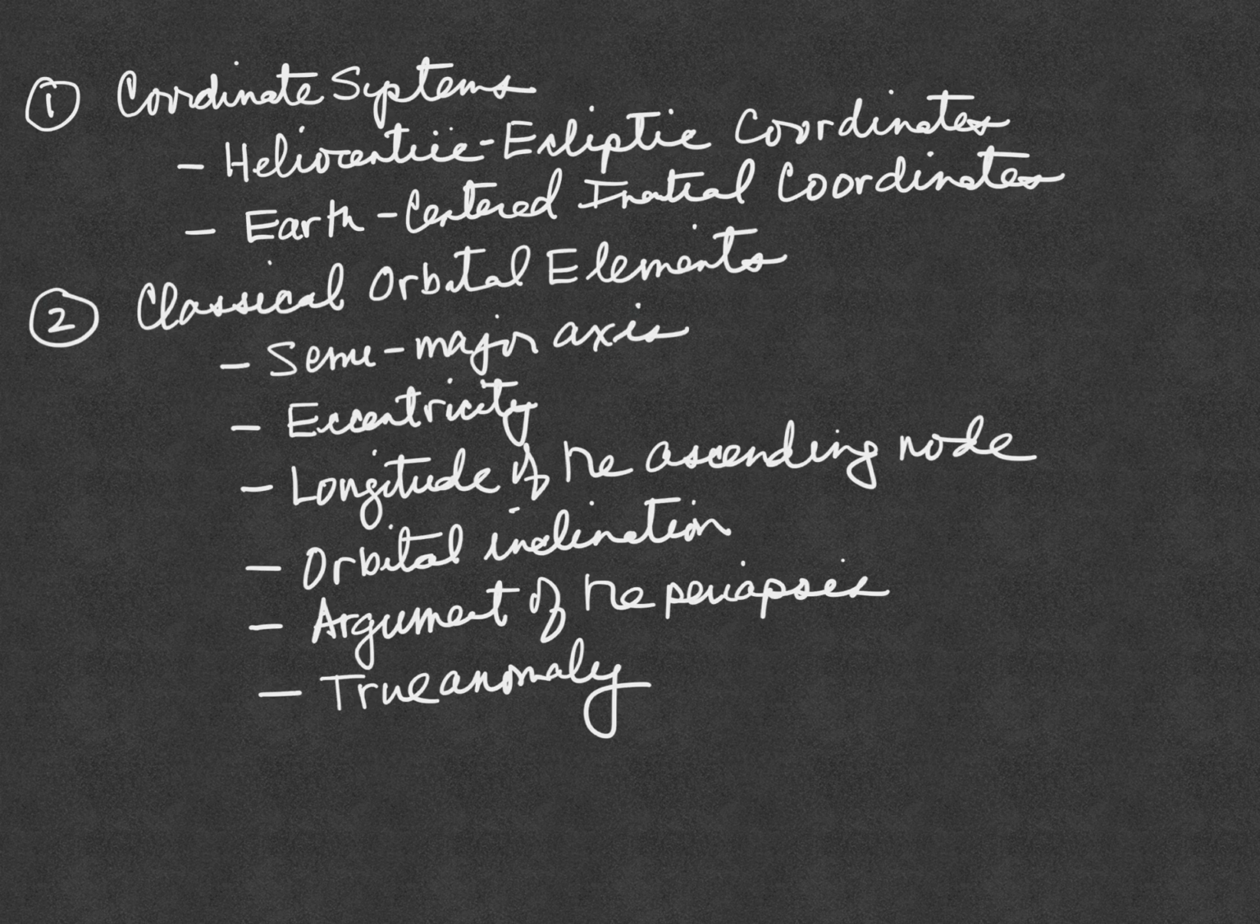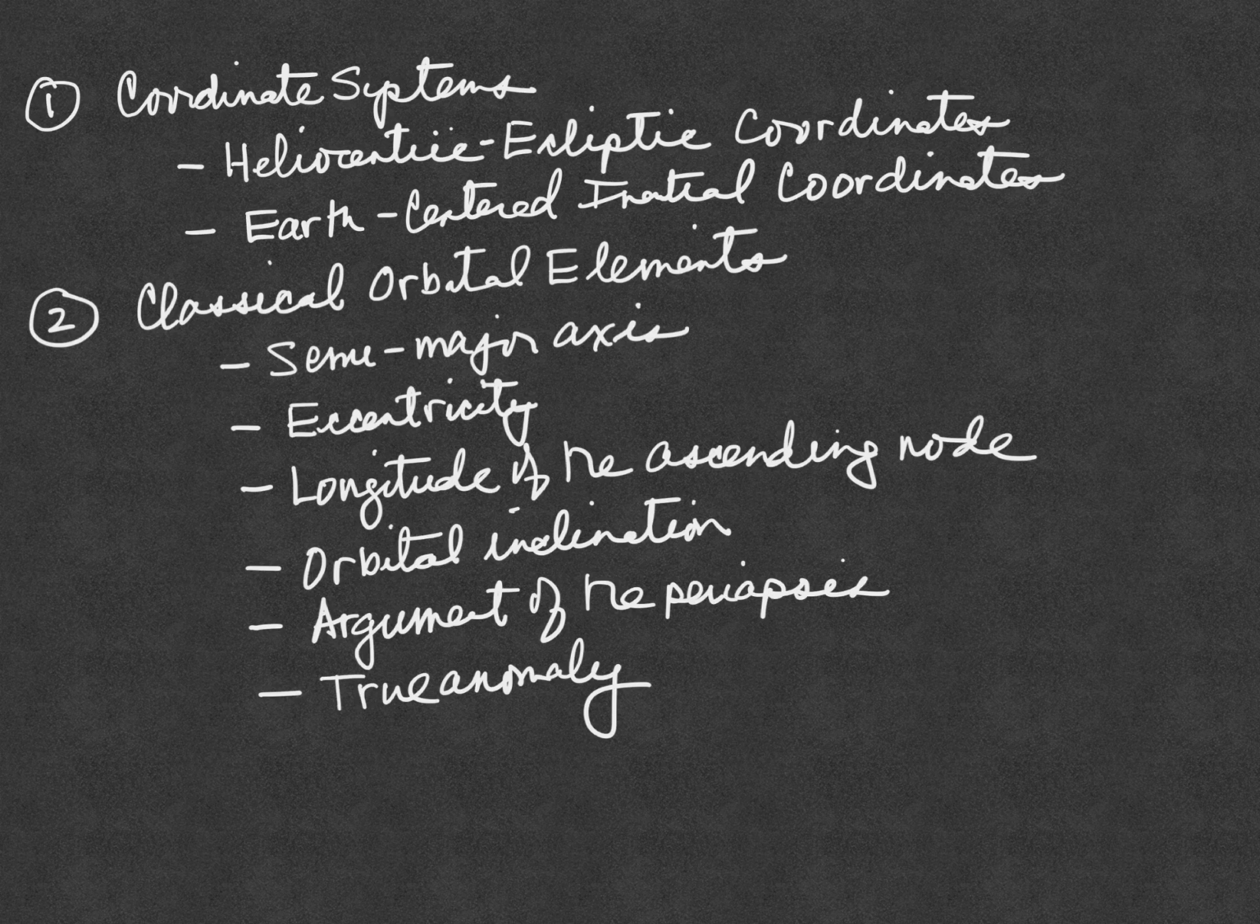Now, these 6 orbital elements are going to be shown eventually to be equivalent to position and velocity. In other words, if we have position and velocity, we can get the classical orbital elements, and vice versa. We can go from the orbital elements back to position and velocity.